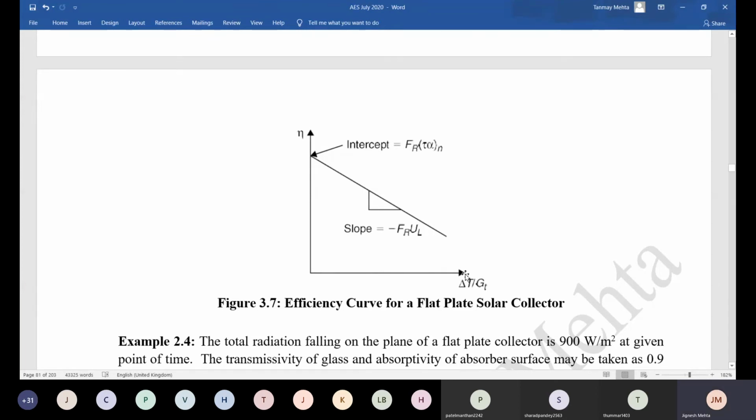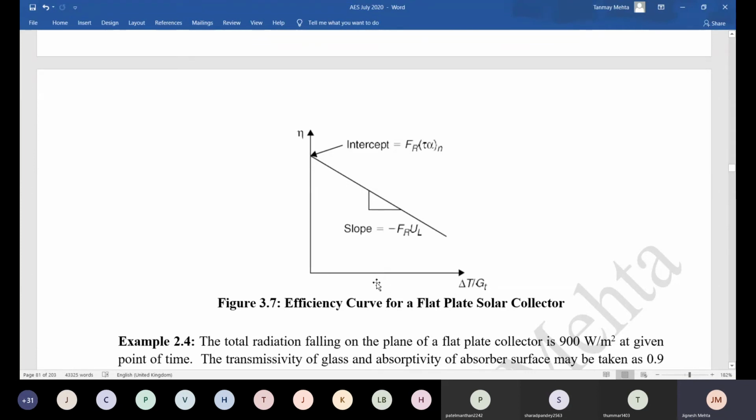On the horizontal axis, for each test, Ti minus Ta upon IT, whatever values you have kept or set, that will be put here. And for that, how much is the efficiency? You will put a point for that. Then you change something. You change your delta T, and for the new test, again you measure the efficiency, that is output upon input. So you have another point, but you change your delta T, right?